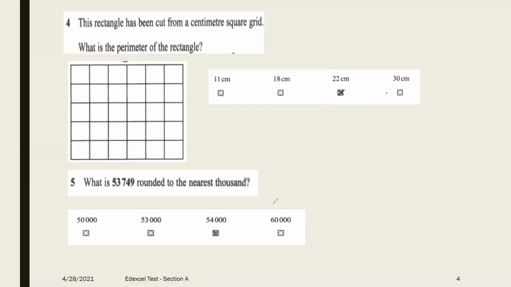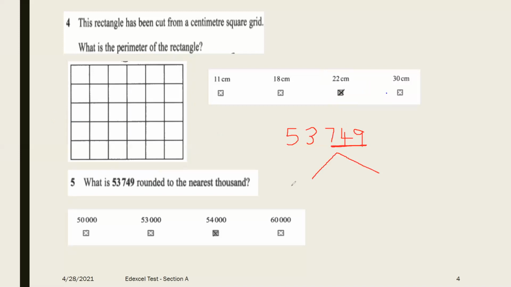In the fifth question, what is 53,749 rounded to the nearest thousand, right? I will write my number. It's 53,749. Now, when you're going to round a number to the nearest thousand, we have to consider the last 3 digits. With that only we take it, right?